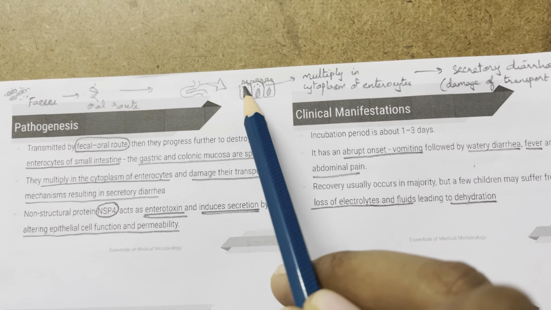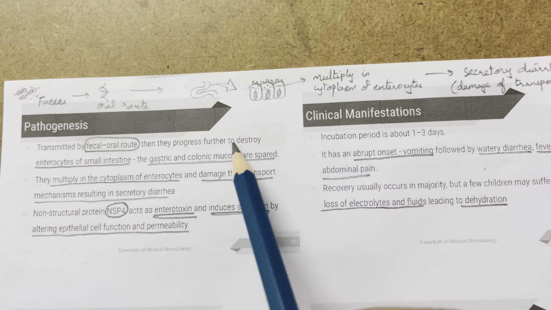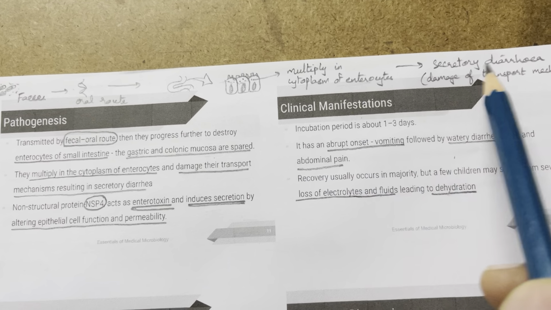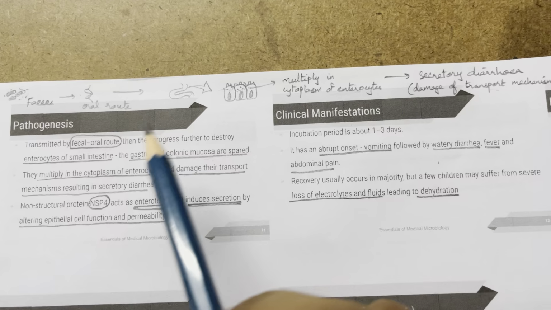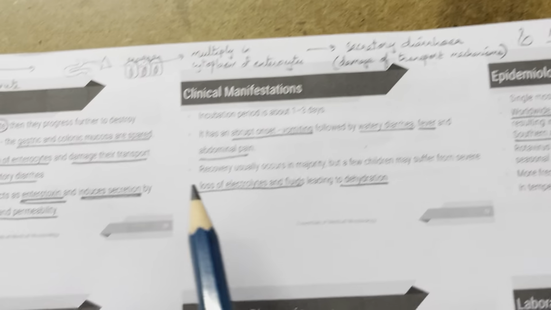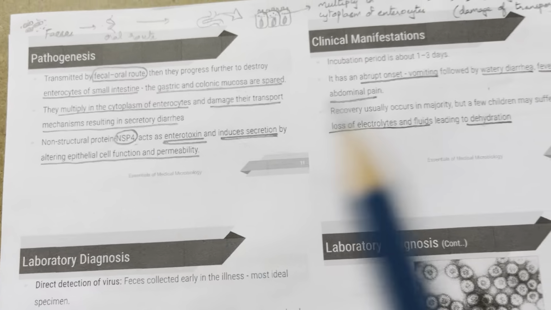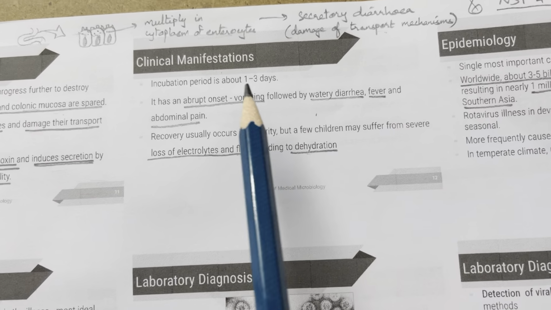How do they do that? They multiply within the cytoplasm of the enterocytes and damage their transport mechanisms, resulting in secretory diarrhea. Okay, and then the NSP4, non-structural protein 4, acts as an enterotoxin, and it induces secretion by altering the epithelial cell function and permeability.